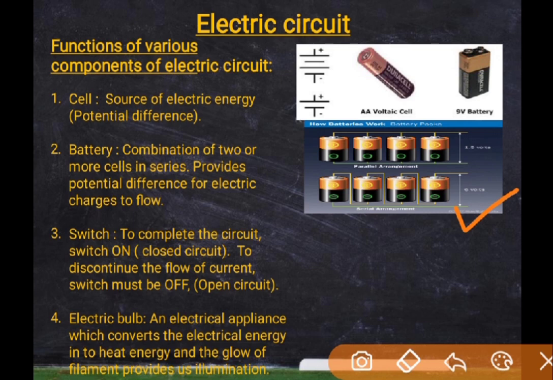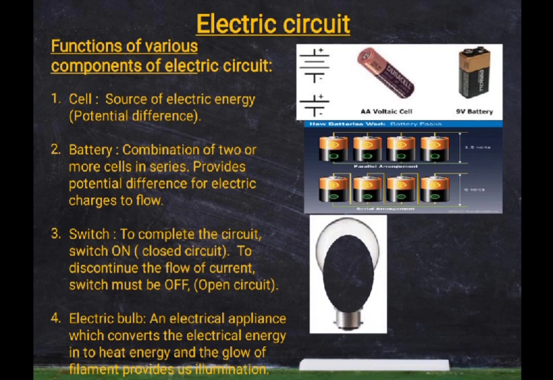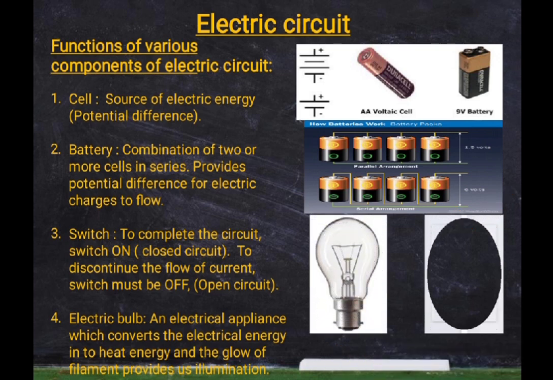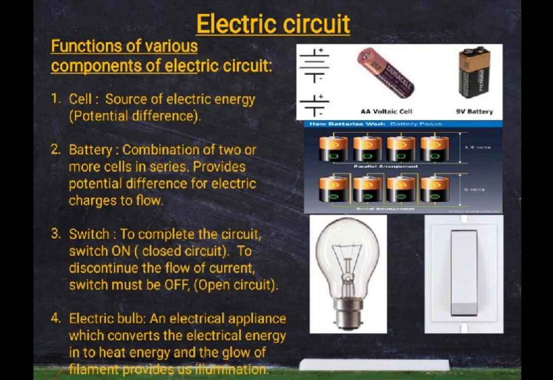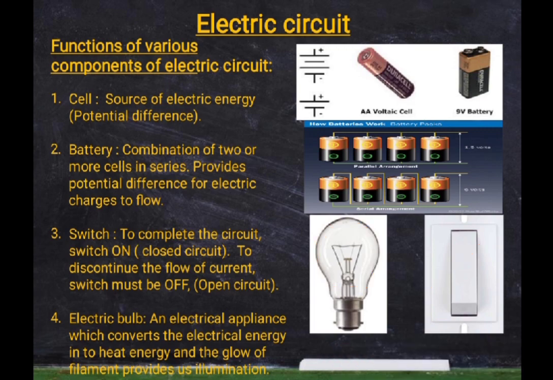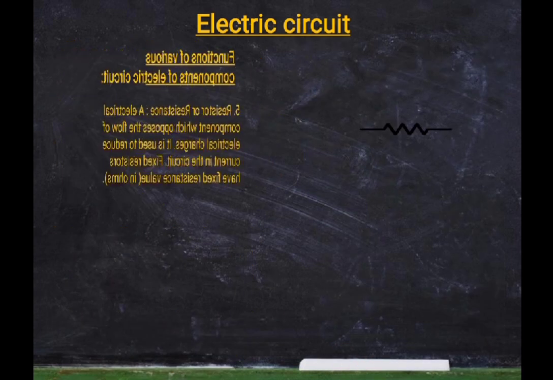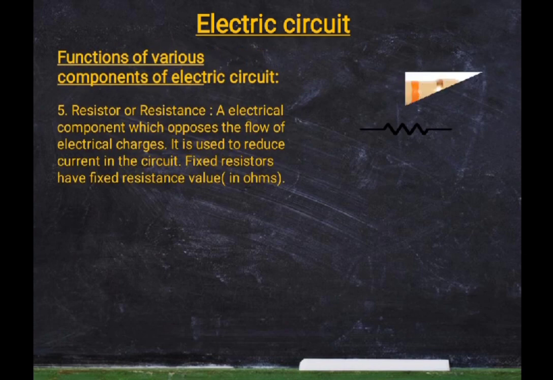Now the electric bulb. A bulb is an electrical appliance which converts electrical energy into heat energy, and the glow of the filament provides us with illumination or light. This is the simple switch which we use in our homes, right? Okay, so let us go to some more components.